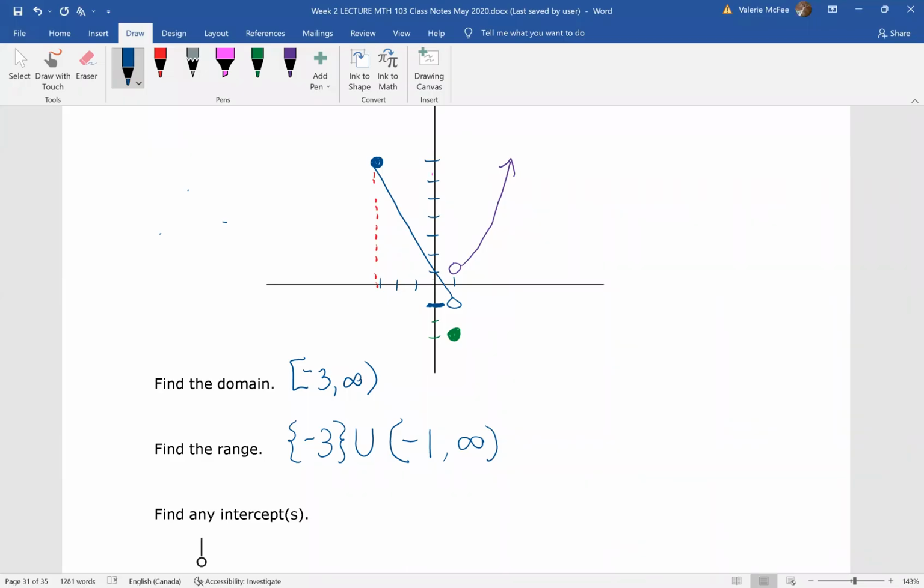Next, we want to find the intercepts. Now, when I look at the graph, I can see that there are 2 intercepts. There's an intercept here, and that one's pretty easy to see. There's also an intercept here, a little bit more difficult, and we don't want to guess. So what do we do? Well, first of all, I hope you remember that that piece of the function where both intercepts are found is the first piece. So we need to go back to that equation.